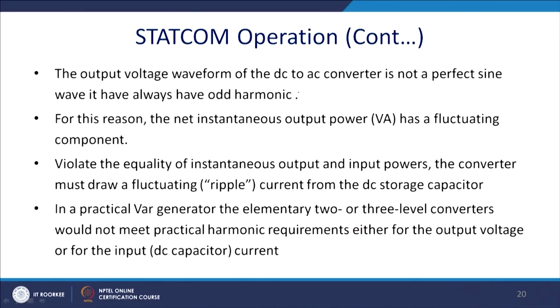And so, the output voltage waveform of the converter on the AC side is not a perfect sine wave, and it will always have odd harmonics. Depending on the symmetry, we can eliminate the even harmonics, but odd harmonics will be present. And for this reason, the instantaneous output power has fluctuating components. To maintain the equality of the instantaneous output power and input power, the converter must draw a fluctuating ripple current from the storage capacitor. That is something you require to feed, that is basically the ripple power, that will be 0 over a period of time, but instantaneously there is power available.